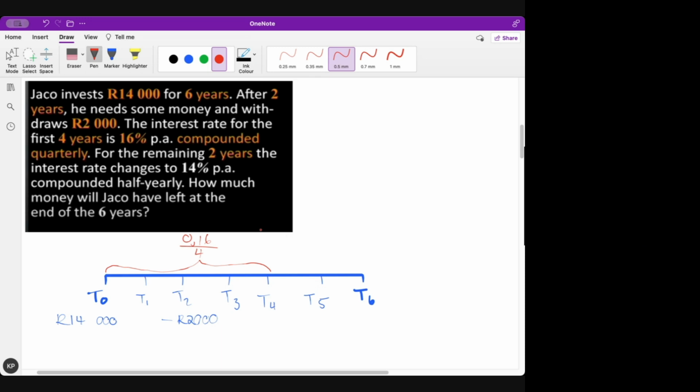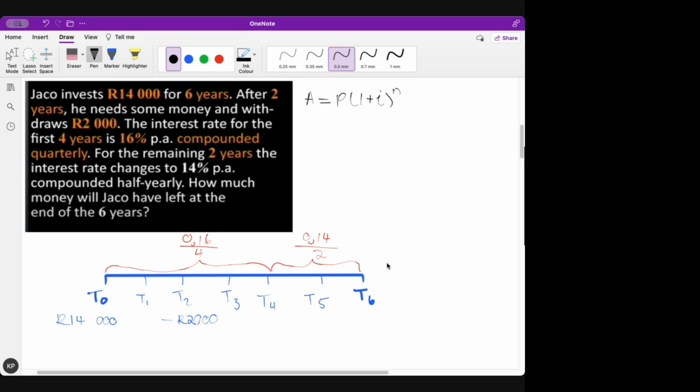And then for the remainder of the time, which is from the 4th year to the 6th, it's going to change to 14%, which is 0.14. And if it is compounded half yearly, that is twice a year. And then they ask us, how much money will this person have at the end of 6 years? Now we're working with compound interest here. So I'm going to write the general formula that we're going to use for a compound interest, which is that one. But we have 2 separate transactions happening over here.